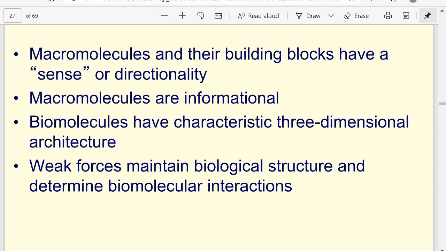Biomolecules have characteristic three-dimensional architecture. These are not flat things. These are three-dimensional species, obviously, because we are three-dimensional creatures. And weak forces are what maintain the interactions that keep biological structure and determine biological function. So biological structure is held together by weak intermolecular forces.